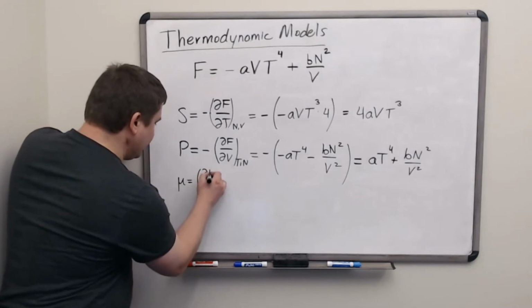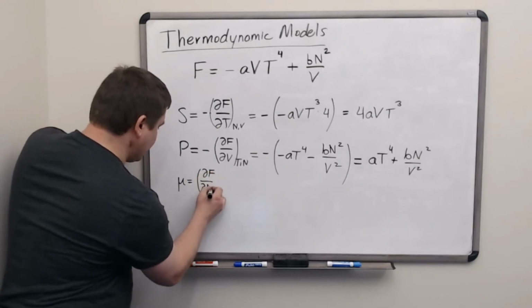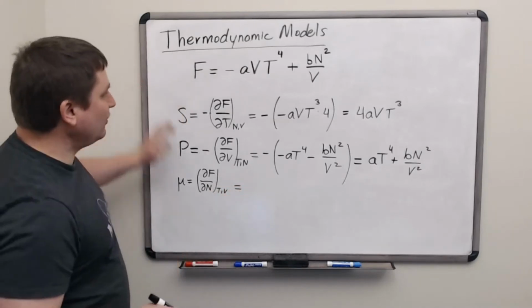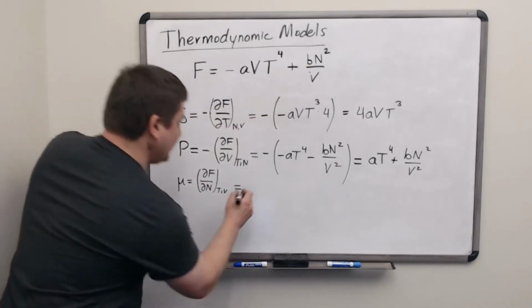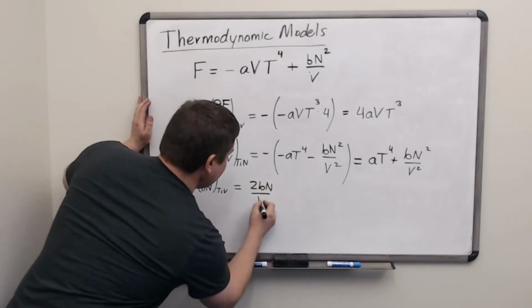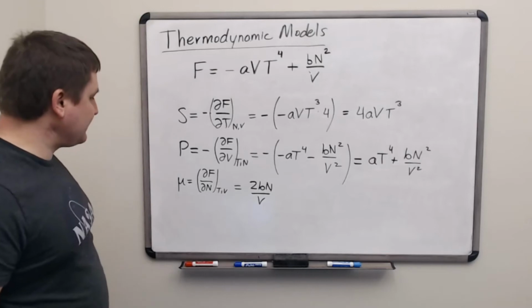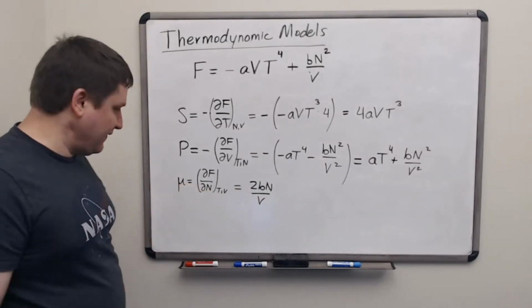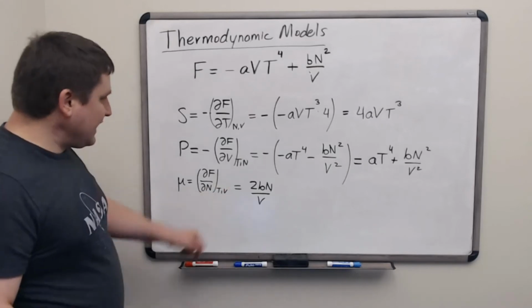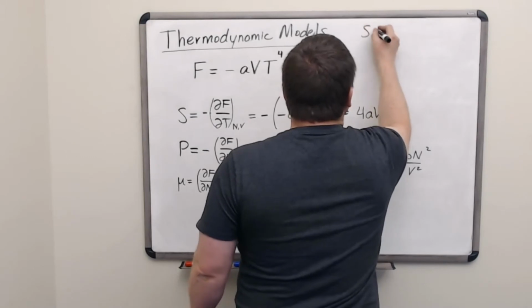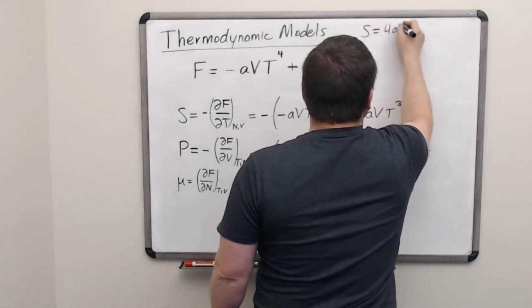It will be dF dN. So N only appears over here, so I'm going to get a simple derivative, 2BN over V. Again, the intensive scaling is correct, and the chemical potential is essentially proportional to the density, N over V. So now that we've figured those out, let's put them in our pocket. We'll record them up here.